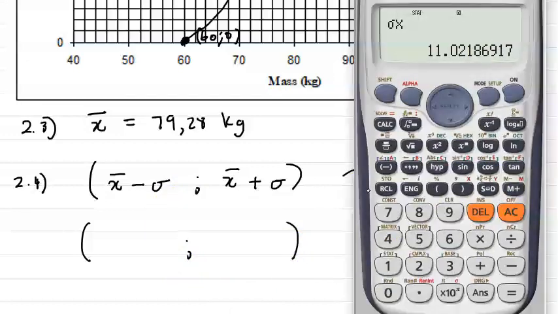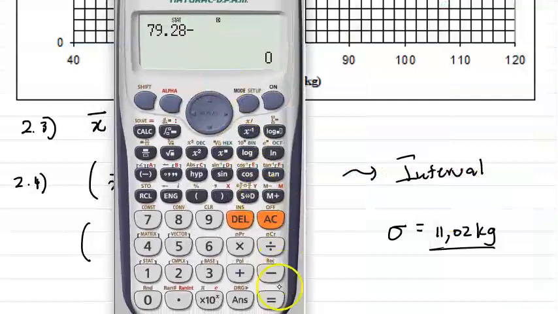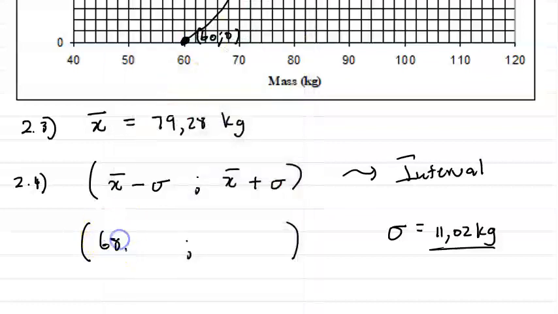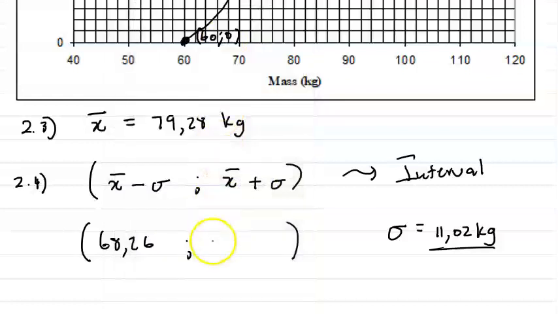So let us now get our interval. We're going to say 79.28 minus 1 standard deviation for our lower boundary of our interval, 11.02, equals 68.26. And the upper boundary of our interval will be the mean plus 1 standard deviation, 90.3 kilograms.